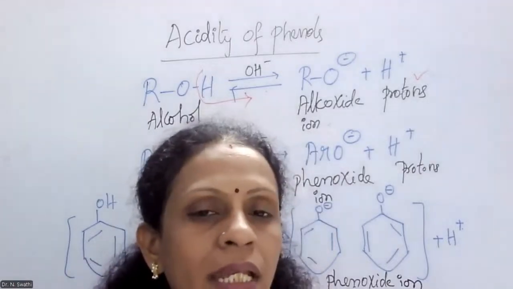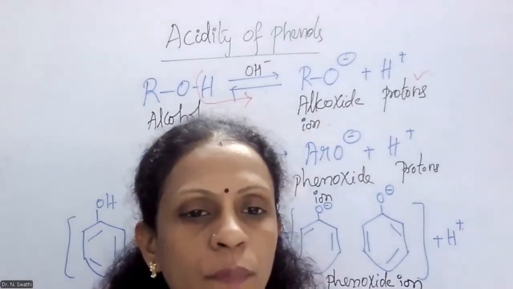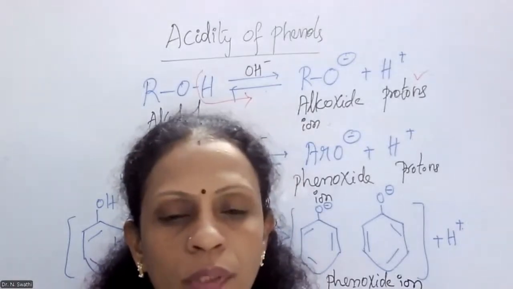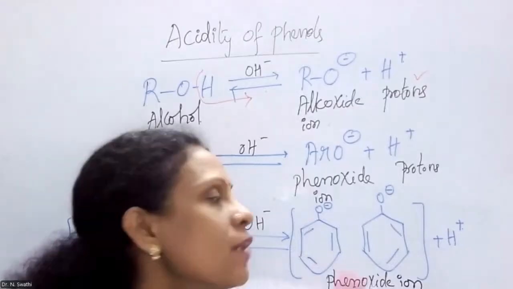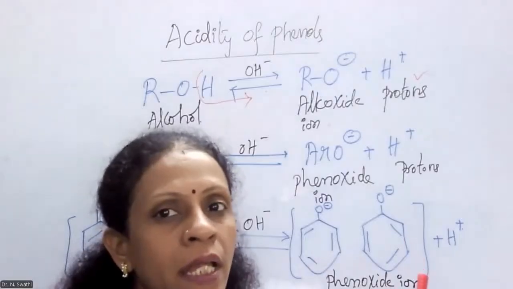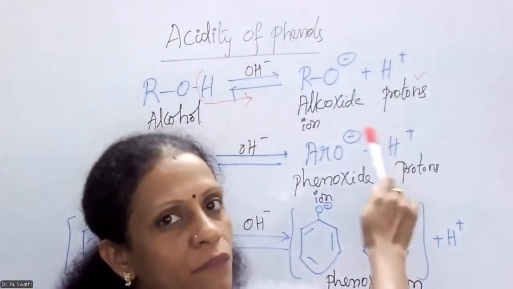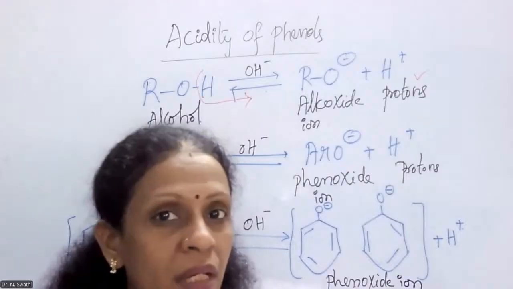So this gives an indication that the potential energy of the resulting phenoxide ion is the same as that of the potential energy of the starting compound, that is phenol. When there is no potential energy difference between the resulting phenoxide ion and the phenol, then the stability of the phenoxide ion is just considered to be the same as that of the alkoxide ion. That means the acidity of phenols and alcohols would be similar, right?